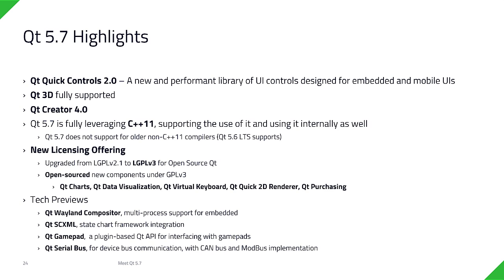Qt 5.7 is fully leveraging C++11 and now also using it internally as well, which means that we no longer support the older non-C++11 compilers, but the 5.6 LTS supports them still for a few years. We've updated the licensing offering, so for open source the licenses are GPL and LGPL version 3. And with the change, we also open sourced a lot of new components under GPL: Qt Charts, data visualization, virtual keyboard, and so forth. And then these technology previews are also included, which we just went through.